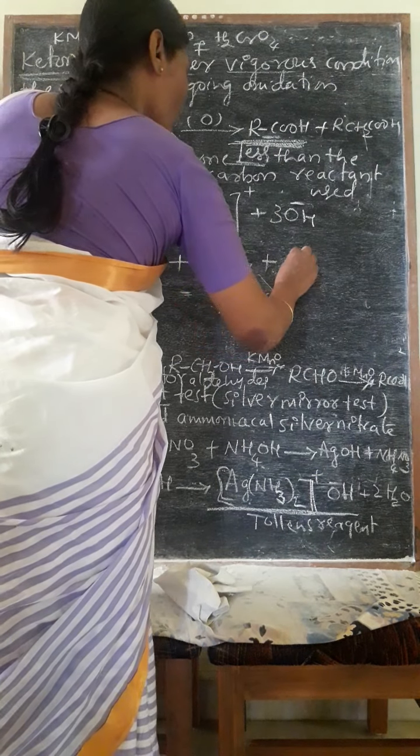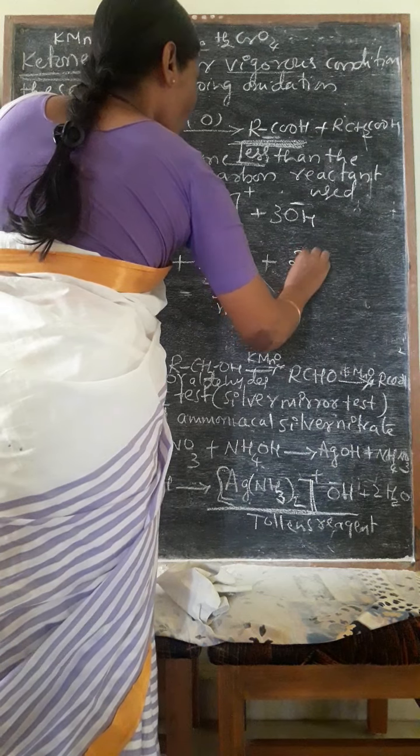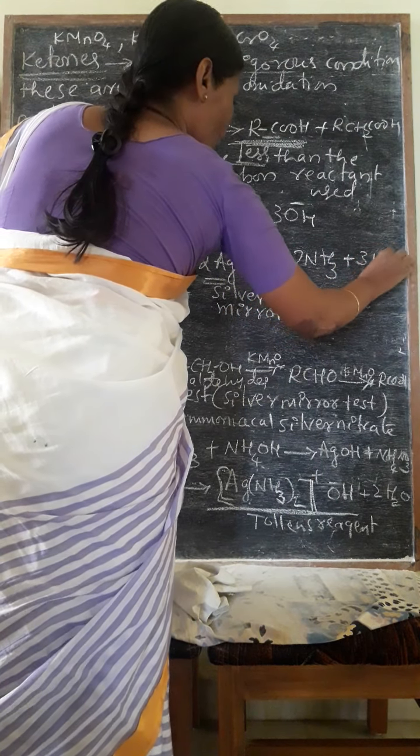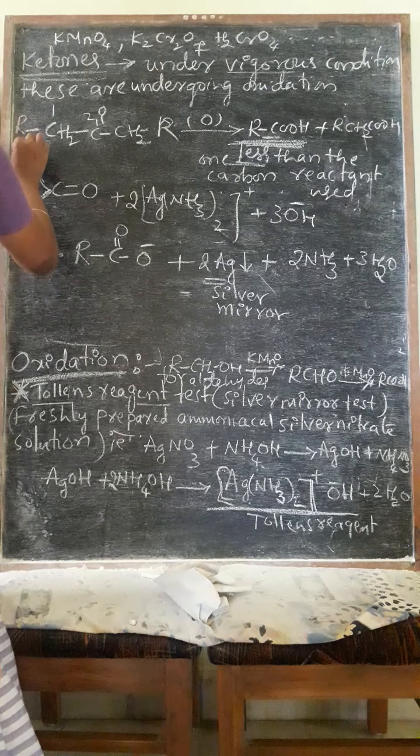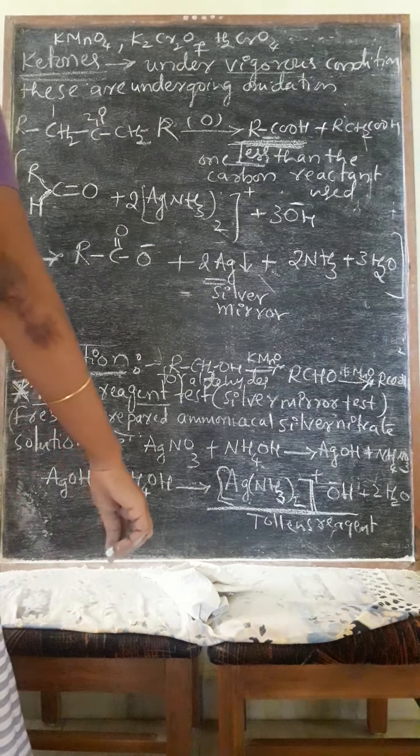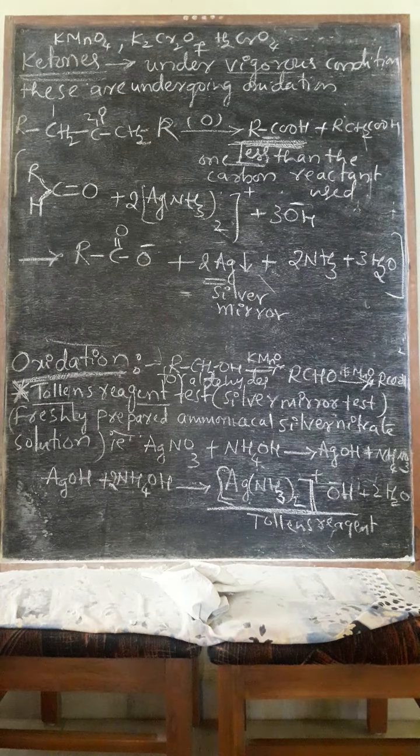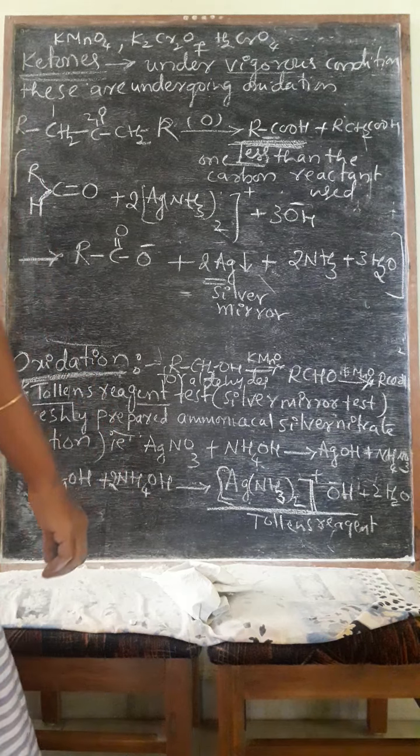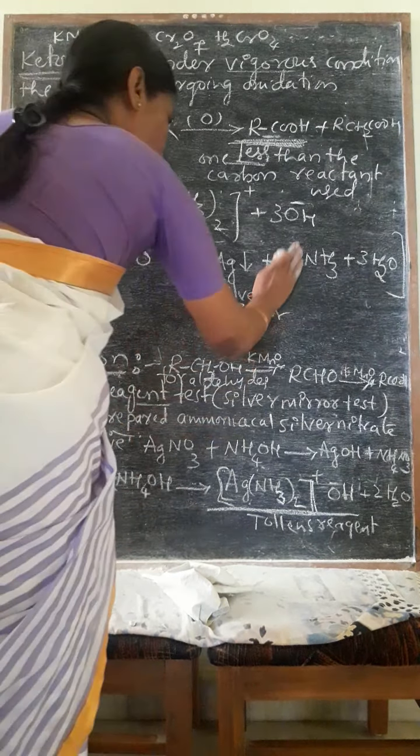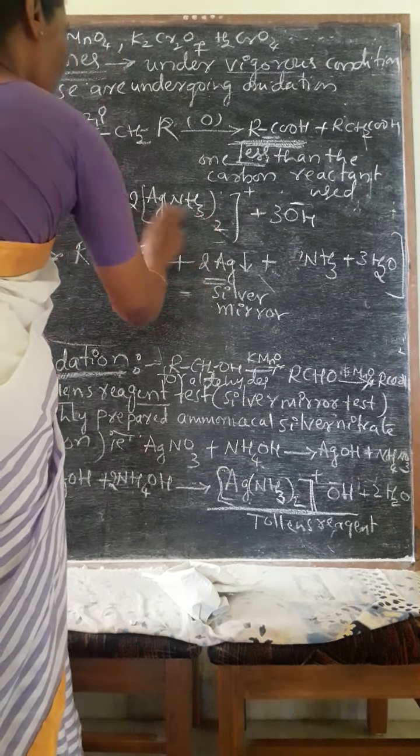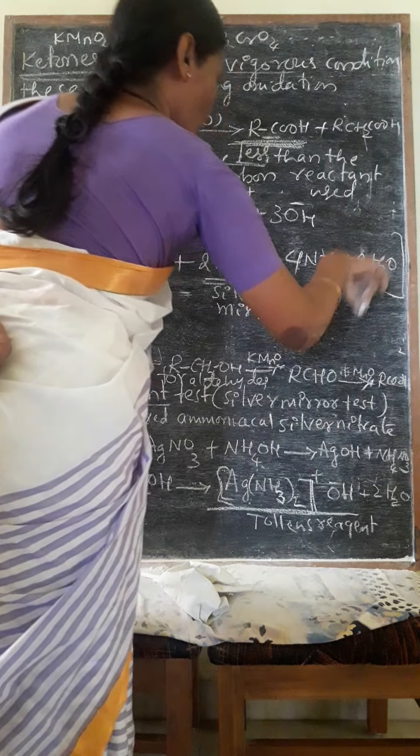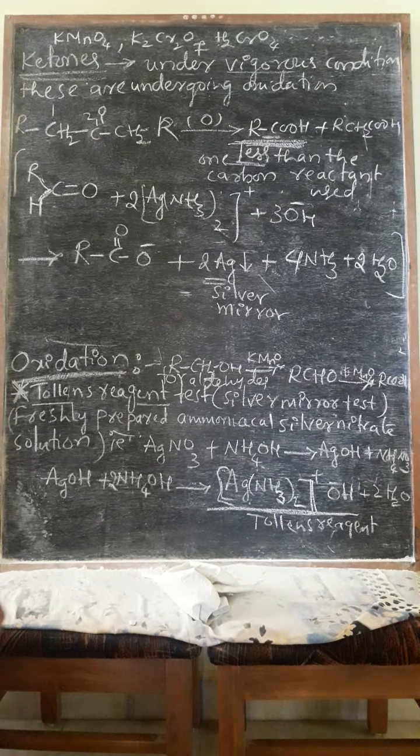Plus, remaining is 2NH3 and 3H2O. This is one overall reaction for Tollens reagent test. For balancing, that is 4NH3. It is not 2NH3 because it is 4. Now the water is only 2. You have to balance later.